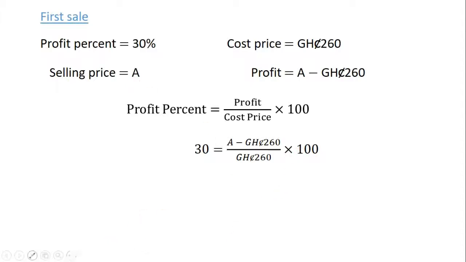100 here is the same as 100 divided by 1. So we have two fractions here. The numerator will multiply the numerator and the denominator will multiply the denominator. When you do that, you are going to have 30 is equal to A minus 260 Ghana cedis times 100, which is the same as 100 into brackets A minus 260 Ghana cedis, over 260 Ghana cedis times 1, which gives us 260 Ghana cedis.